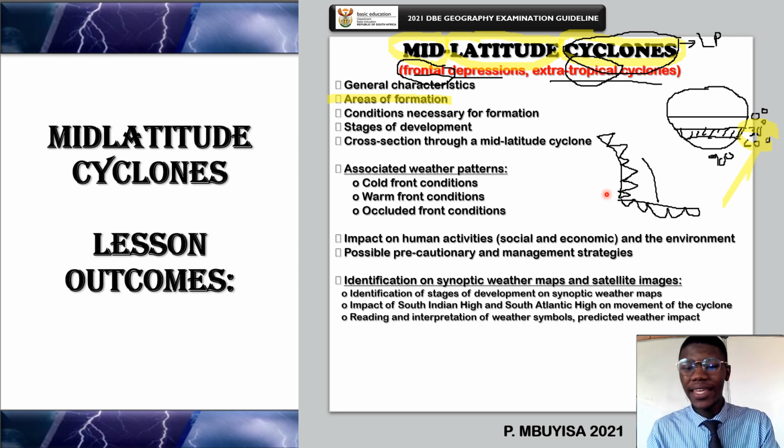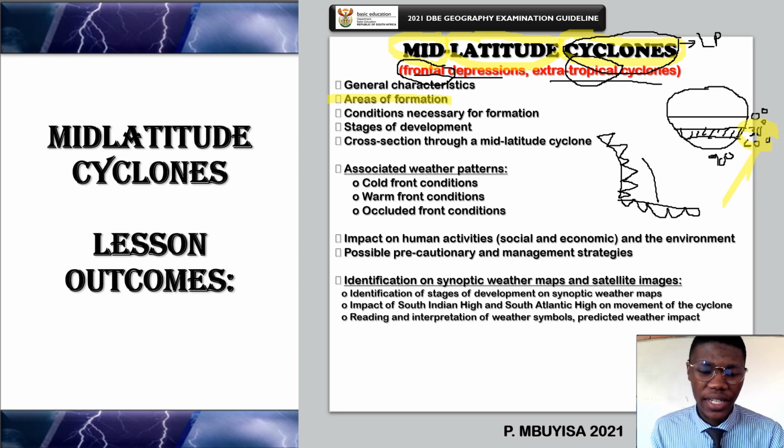Now remember, with each front comes specific conditions. With a cold front, we'll expect that we'll have cold conditions coming with it. With a warm front, we'll expect cooler or slightly warmer conditions coming with that front. So those are the conditions, or rather the characteristics that are associated with the different fronts.